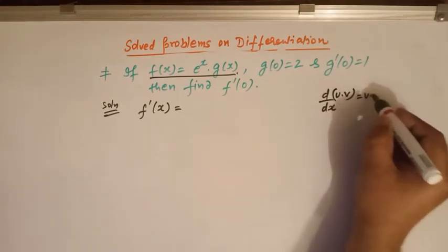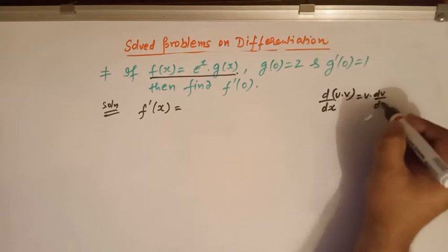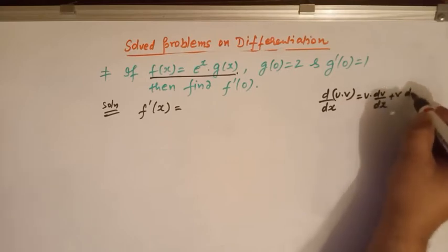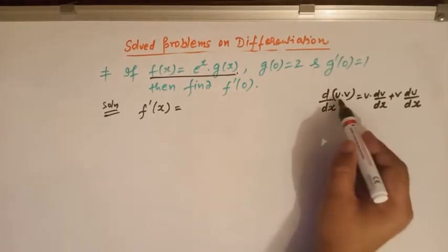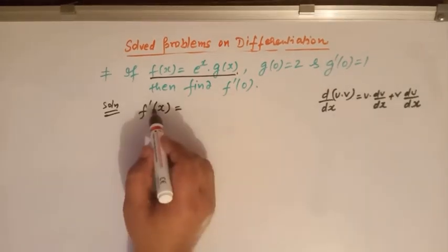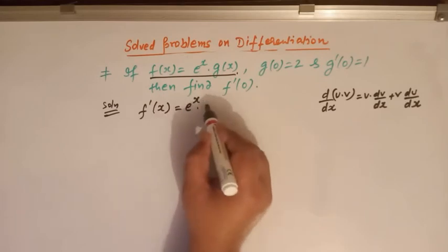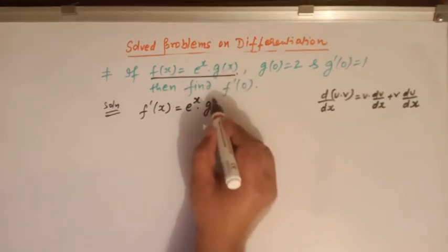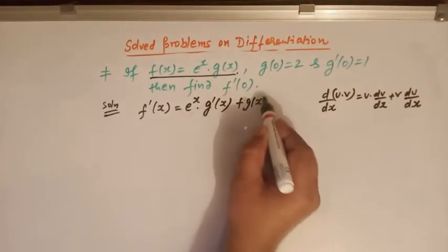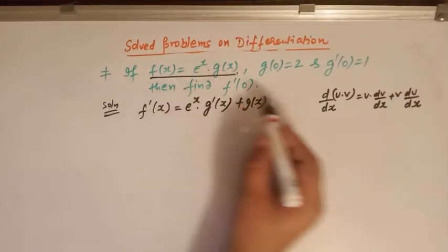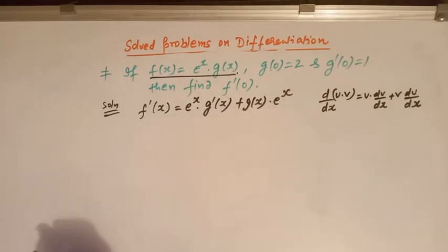So we have u times dv over dx plus v times du over dx. Clear? So this is the derivative of a product of two functions. Here we will apply it. So we have e raised to x, then the derivative of g, which is denoted by g prime of x, then we have g of x, and the derivative of e raised to x is e raised to x.